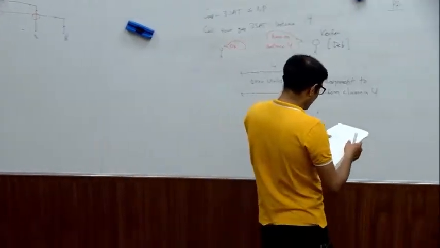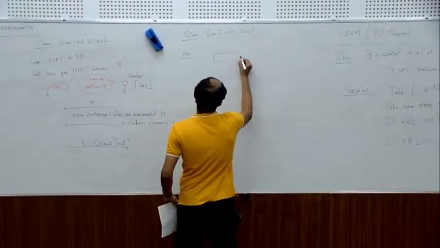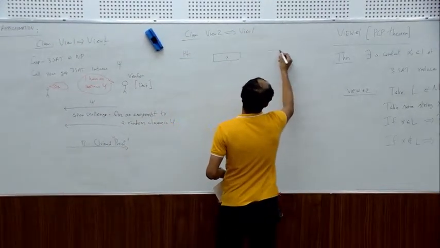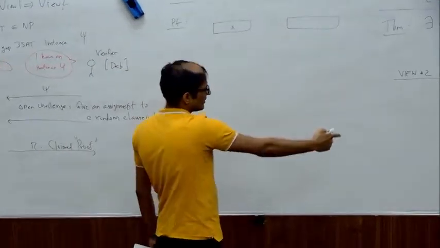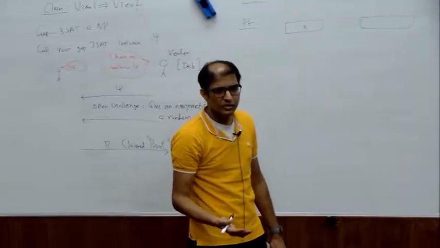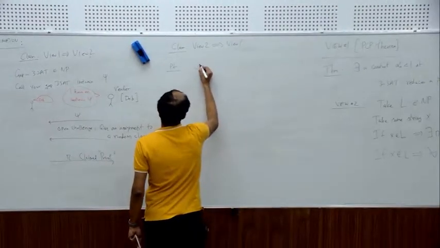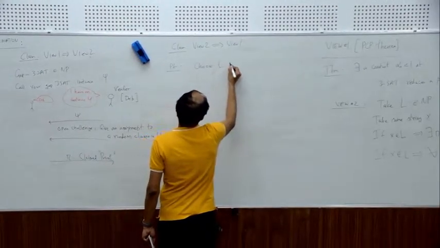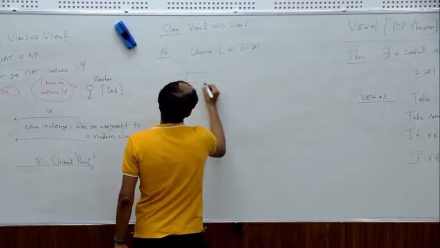Alright, so the key insight is something like this. Here is my instance X of some language L in NP. I can choose that language to be 3-SAT. So I choose the language L to be 3-SAT, and take some instance X.